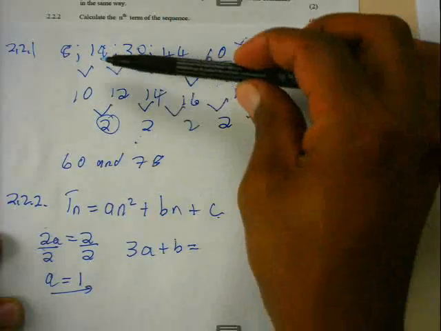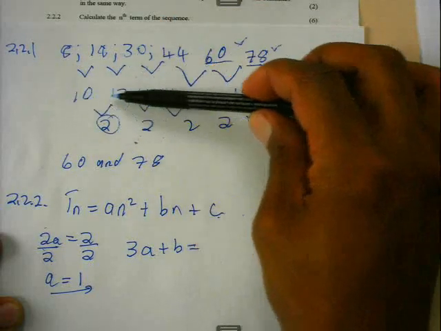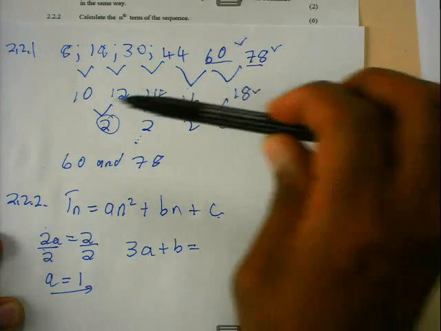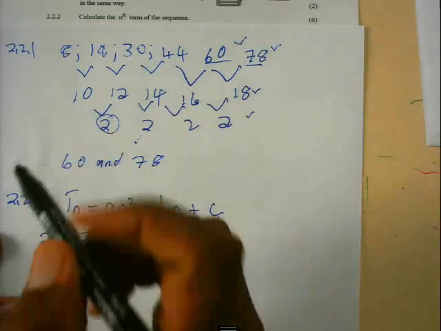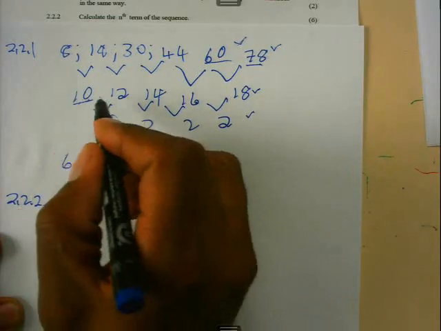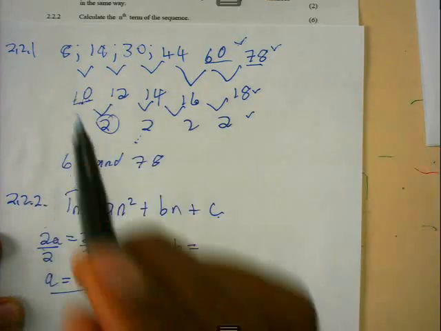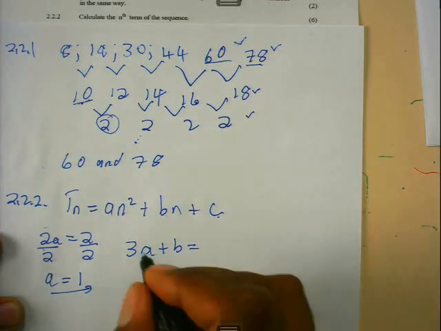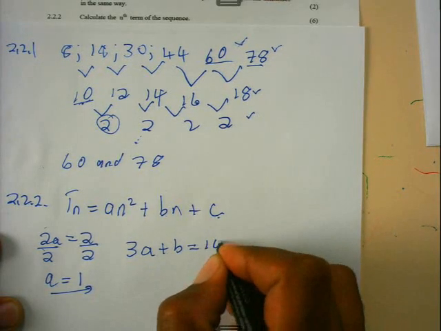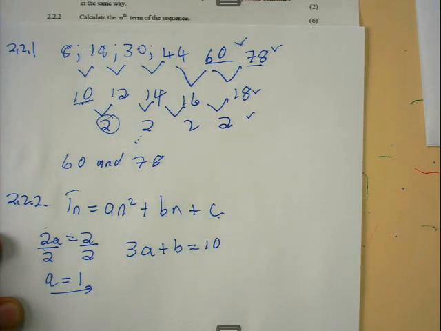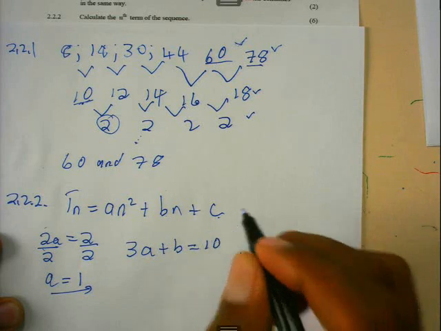Of course, now immediately after this one, we have the first difference. From this first difference, we need the first term of the first difference. What is the first term of the first difference? There it is, 10. Of course, now 3a plus b, we equate it to 10. Why 10? 10 is our first term of the first difference.